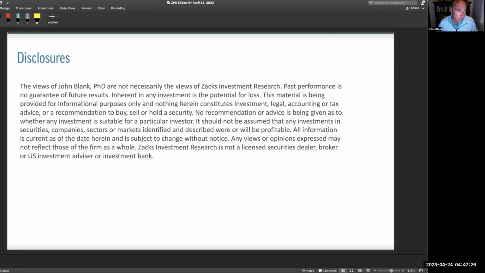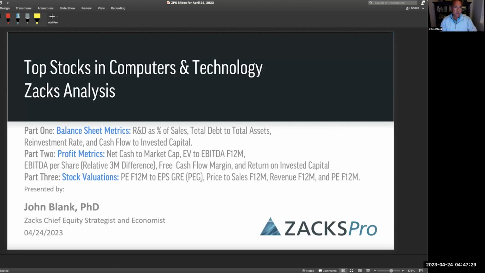So today we are going through the top stocks in computers and technology. Growth sector, interesting stuff, technological development, the future. Always interesting to talk about this stuff, and you can find some great stocks. I'm going to move fast here. We've got 30 slides. You can get these slides from us at Zacks, and we can take you through the details at a later stage.